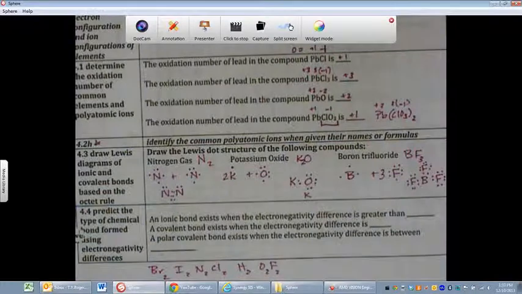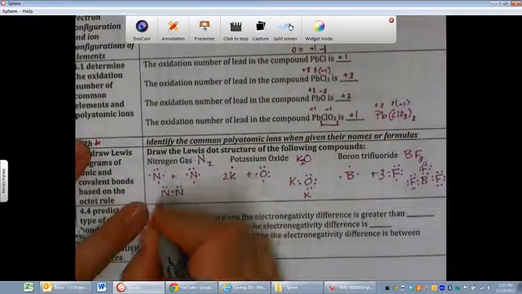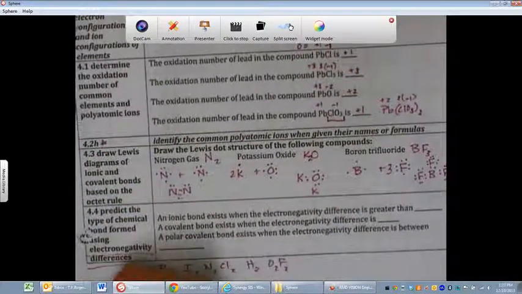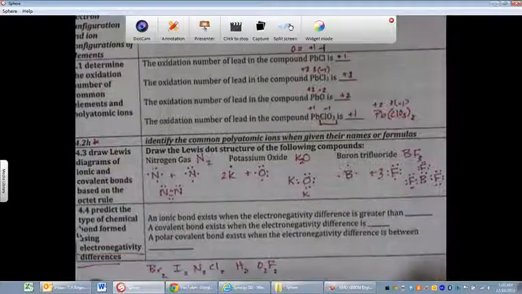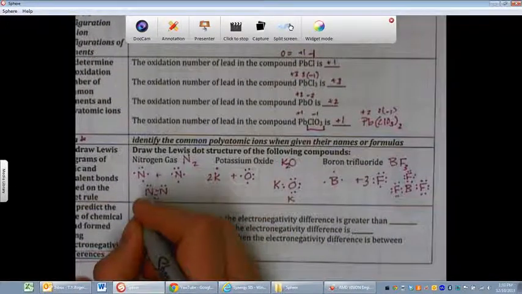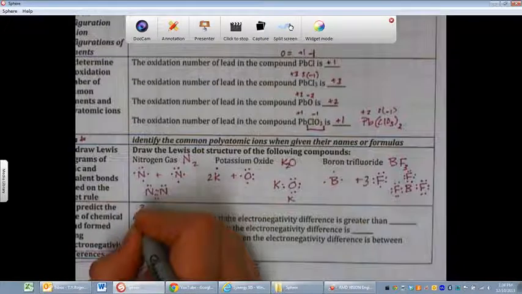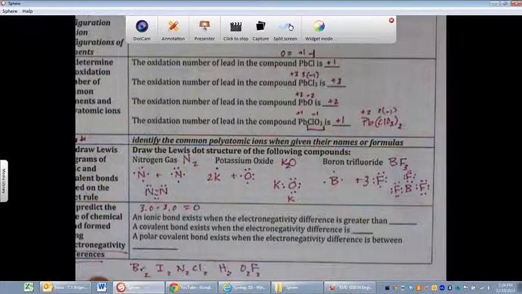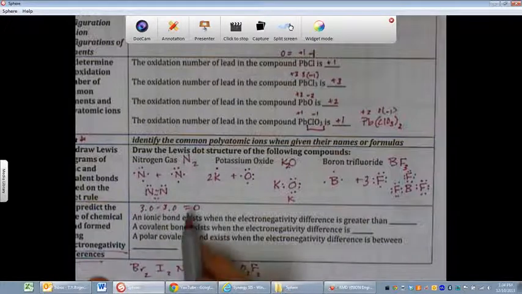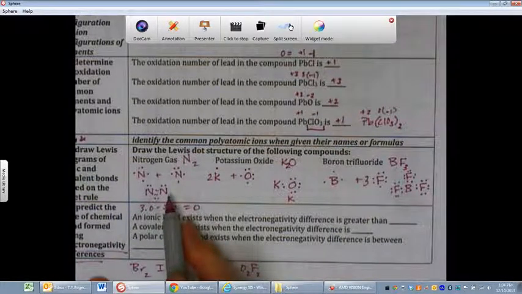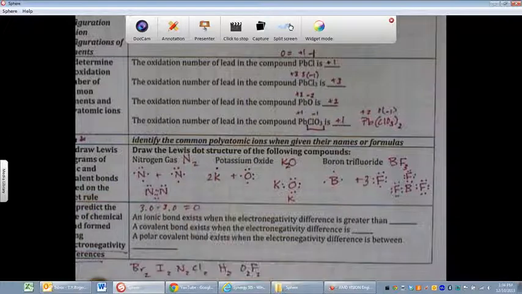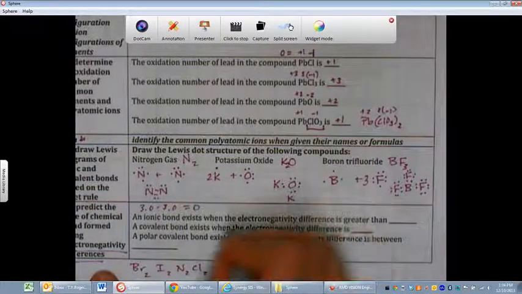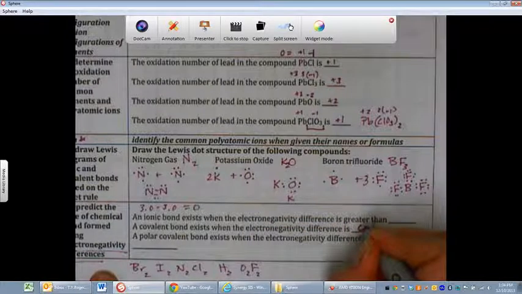Electronegativity. So we're going to subtract to find the electronegativity differences, right? That's what this is asking for. So for nitrogen, I have 3.0 minus 3.0 gives me 0. And when I have an electronegativity difference of 0, that means that they're equally sharing these electrons. They want them both equally as much. So that is a covalent bond when the electronegativity difference is 0.